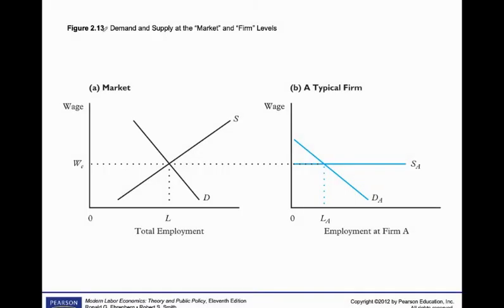In this diagram, we want to make the distinction between the demand and supply at the market and the firm's level. In my earlier example, when we combine both the labor demand curve and the labor supply curve, we establish the concept of the equilibrium wage rate and the equilibrium level of employment. And that is basically shown by figure A over here. And in this case, we have established the market for labor.